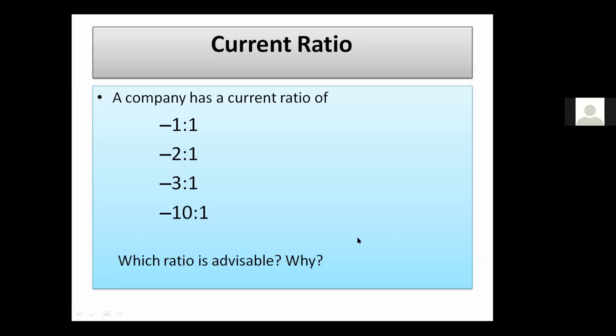Okay, there's another answer. 2:1 is better because if we have 100 in liability, then we have sufficient assets, that is 200. My question to you is, why not 3:1? In case of 3:1, we have 300 of assets and 100 rupees of liabilities. Why not 10:1? If it is 10:1, for 100 rupees of current liability, you have 1,000 rupees of current assets. Why not 3:1, or why not 10:1 in that case?